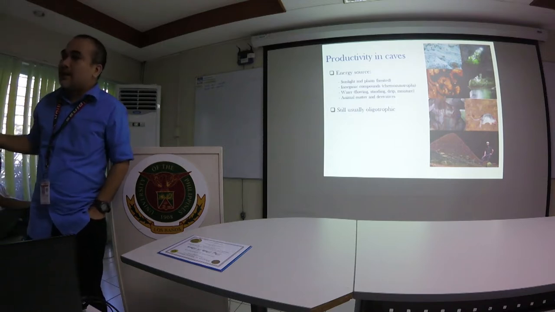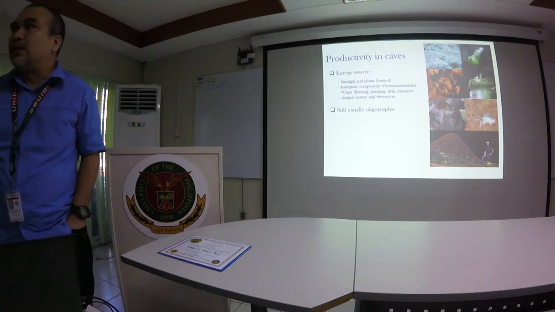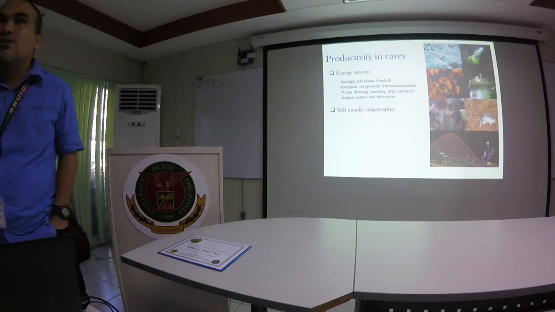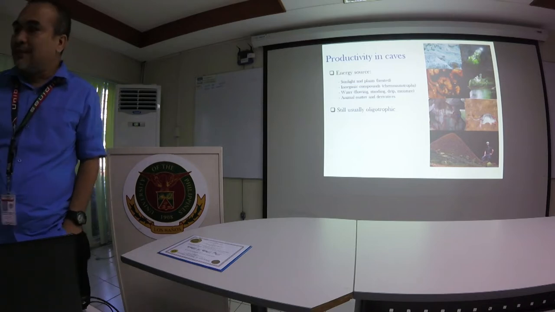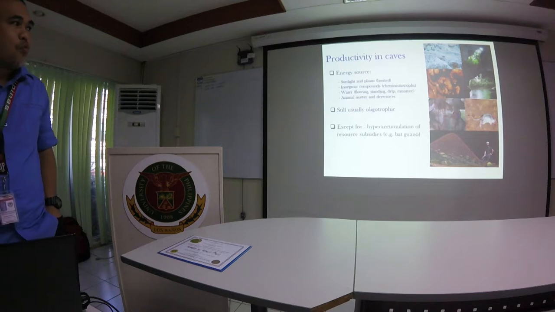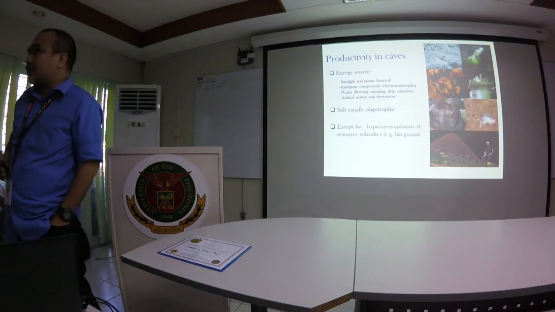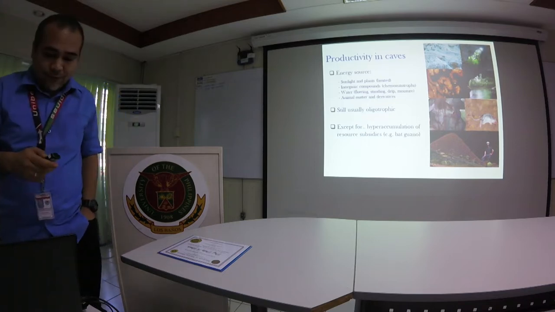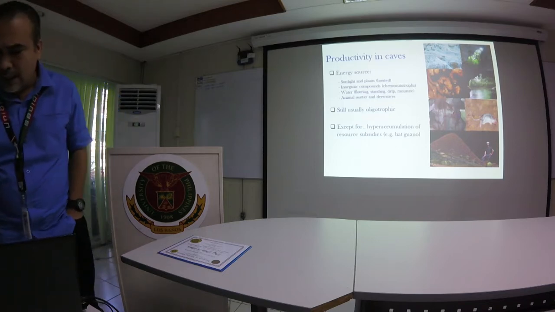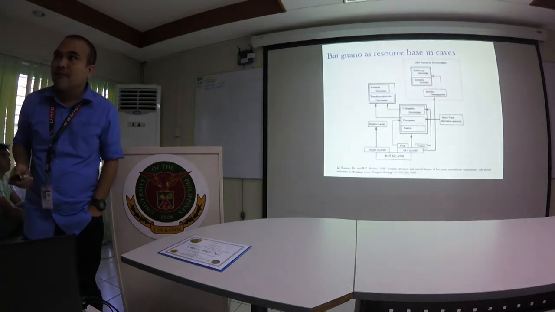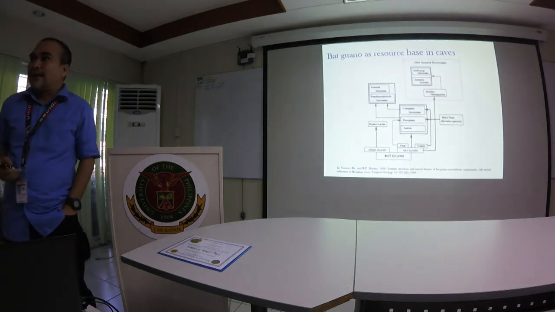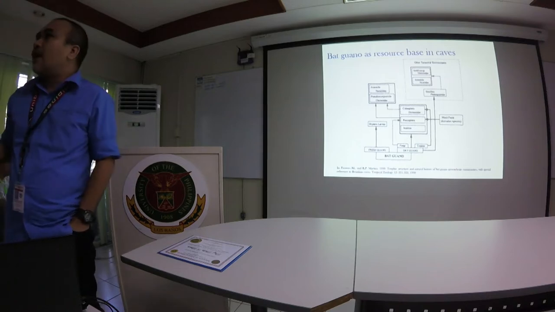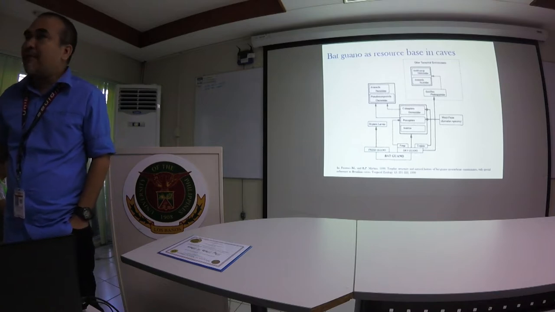Despite all the sources of energy that can come into a cave, it's still usually considered oligotrophic. There's a relatively low amount of productivity inside, except when there's hyperaccumulation of resource subsidies. These kinds of resource subsidies can be provided by bats in the form of guano, right? And when you look inside the cave where you have bat guano as a resource base, it gives rise to a network of complicated trophic interactions.